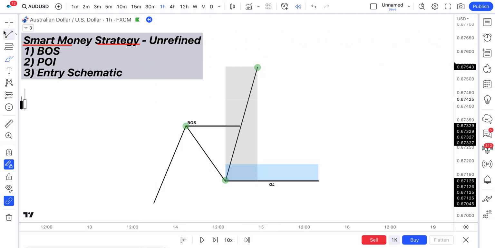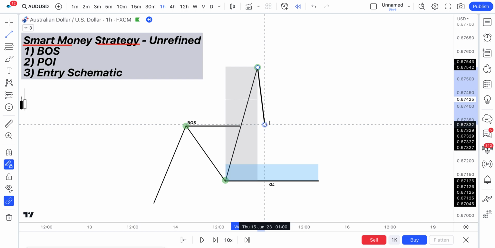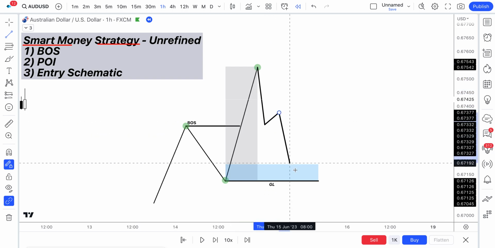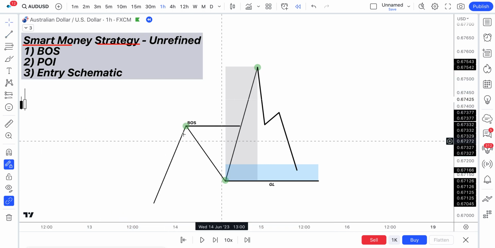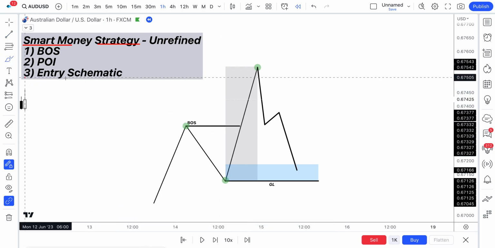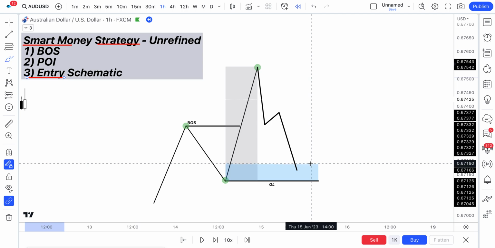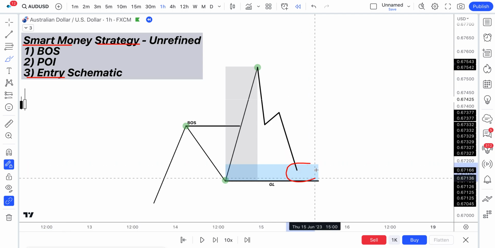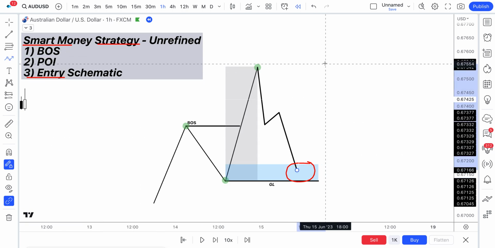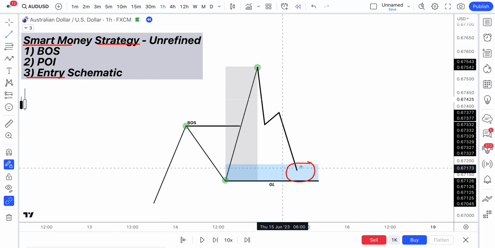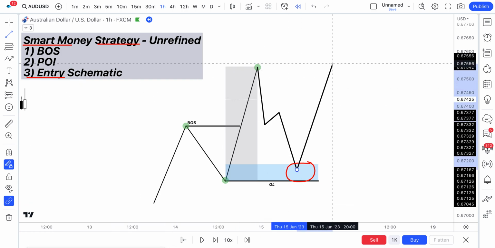So once we've seen the higher high, we're looking for number 3. So we're looking for price to come back into our POI. From here, from this POI, we're looking for number 3, which is our entry schematic. If that lines up within this area, then we will look for a long trade out of here and then look to ride this trend back to the upside.